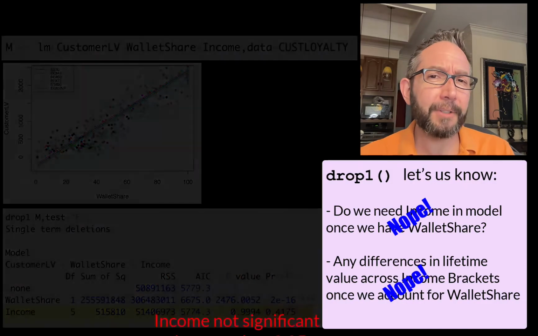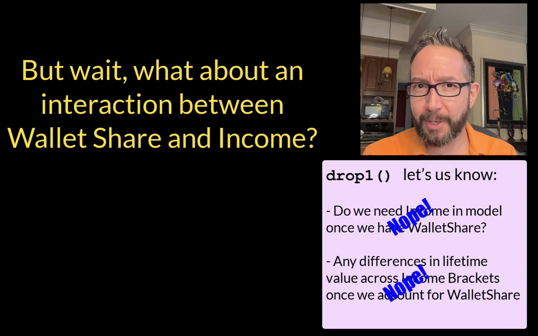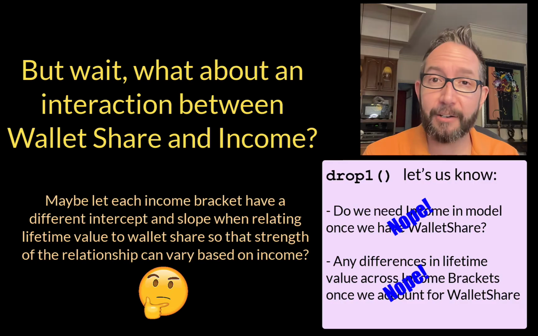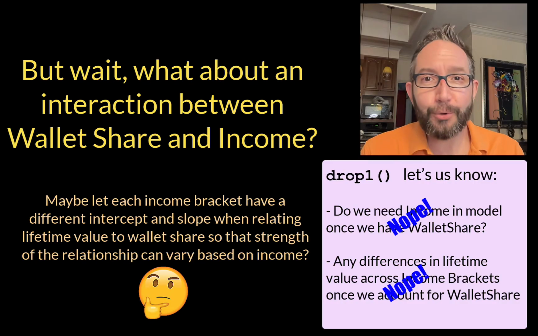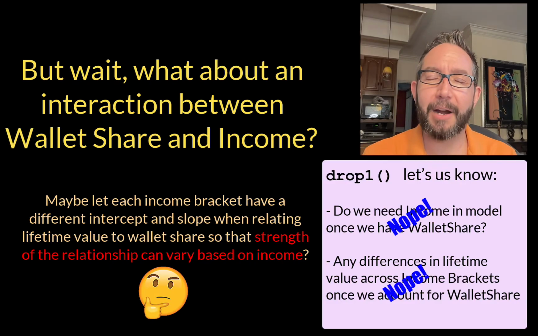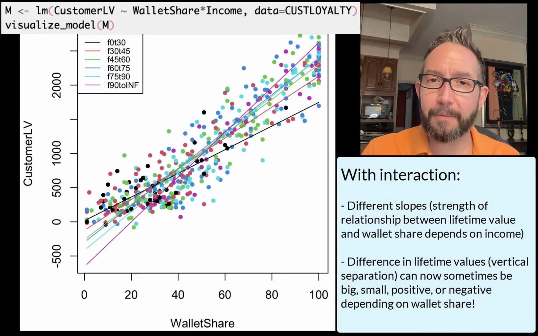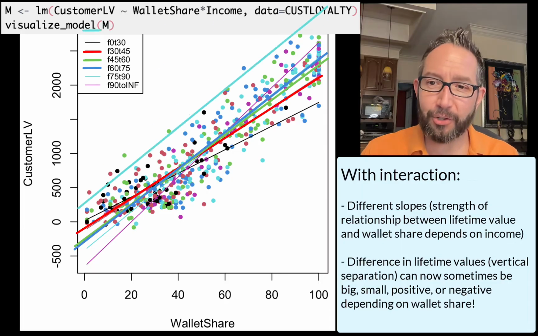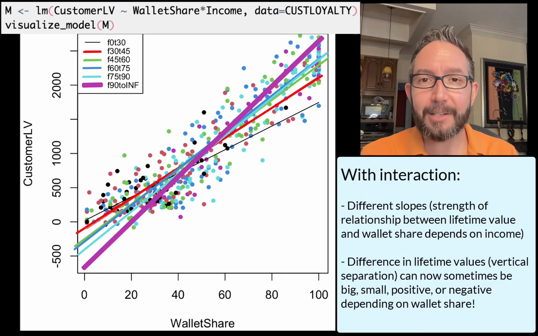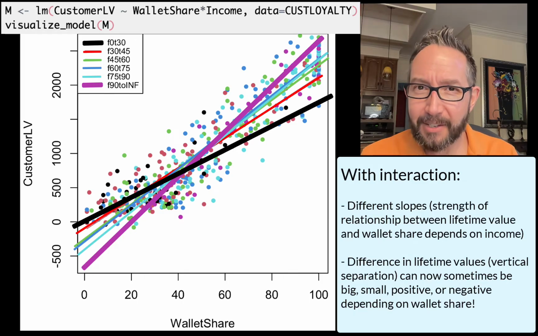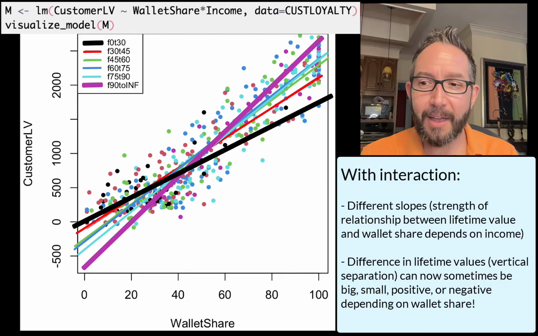But maybe this is an overly simplistic view of the relationship between customer lifetime value and wallet share. What if we let each income bracket have not only different intercepts, but also different slopes? Because the strength of the relationship between customer lifetime value and wallet share might vary depending on our income bracket. So refitting that model, now allowing the wallet share and the income bracket to interact, when visualizing it, we do find noticeably different slopes for our 6 different income brackets. And in fact, we gain quite a bit of insight because the variation looks pronounced enough that we can learn something about how to interact with different households.